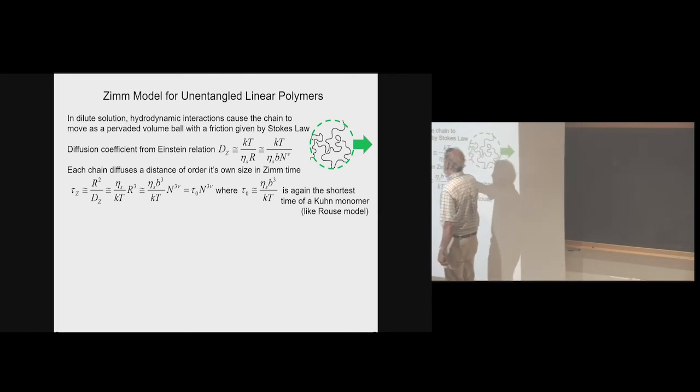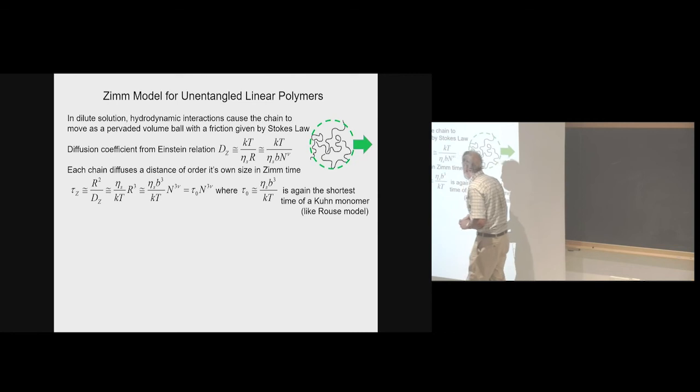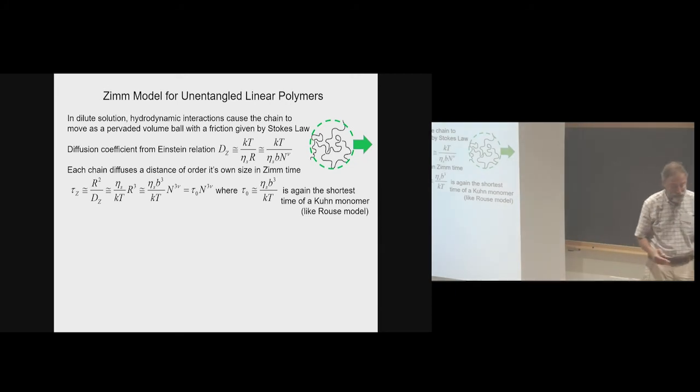Each chain diffuses a distance of order of its own size in what's called the Zimm time. Tau_Z is R squared over D_Z. And we can compare those two right away. So that goes like R cubed, which is N to the 3 nu, right? And it's the same tau 0, the fastest time, the time scale of motion of monomers, is the same in the two models.